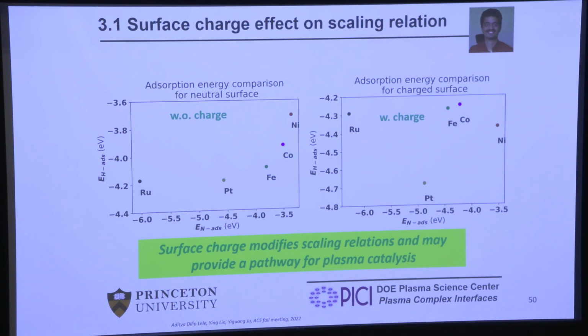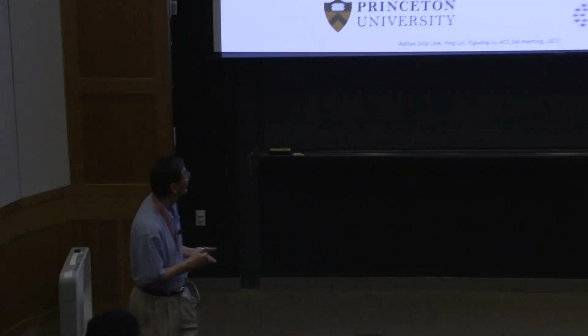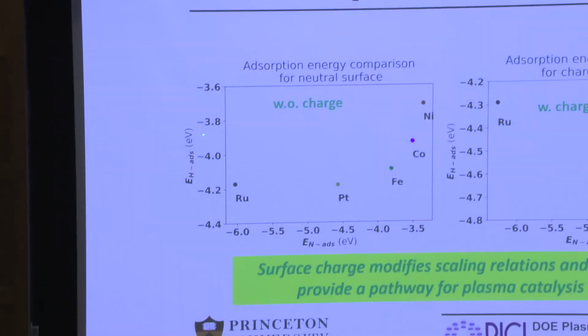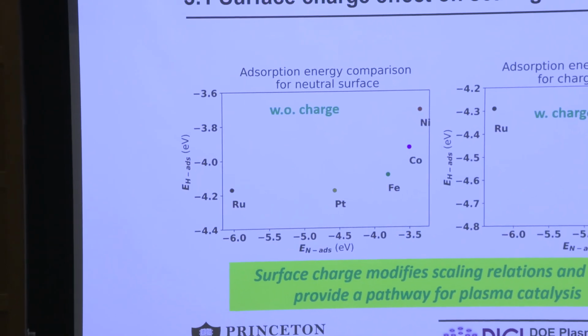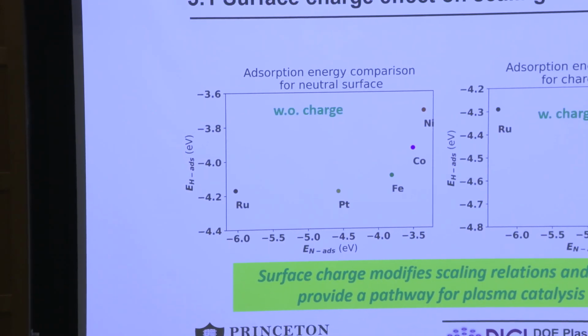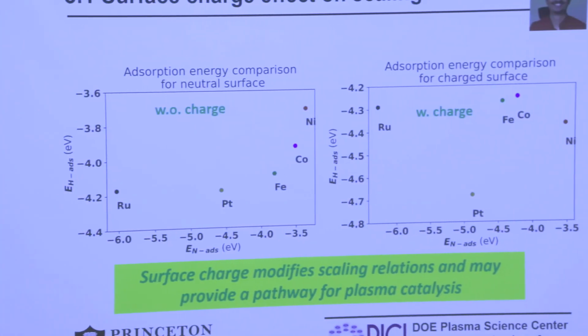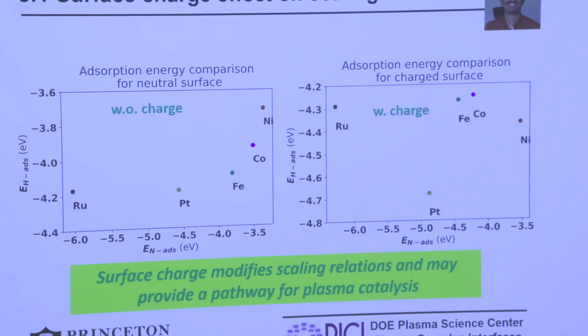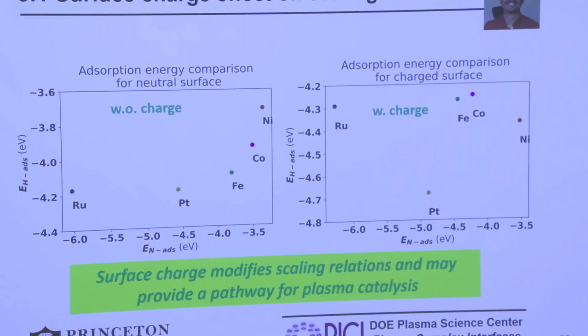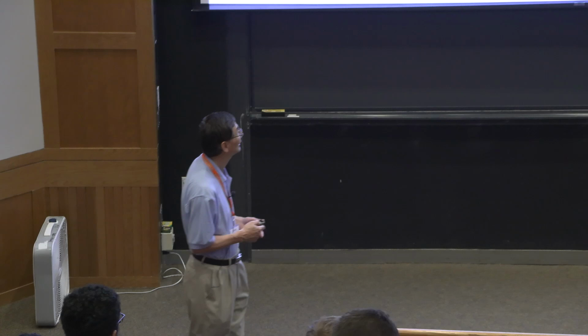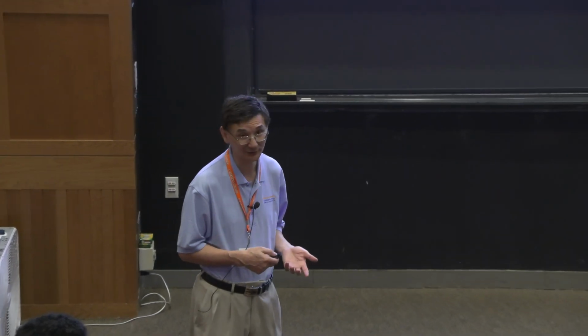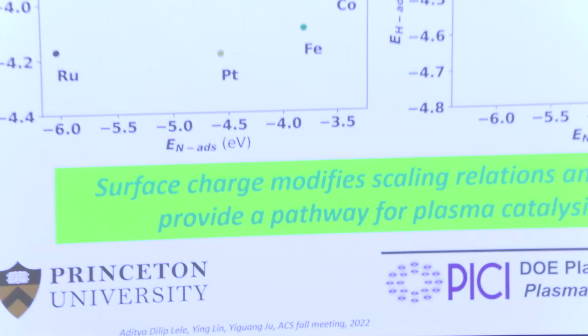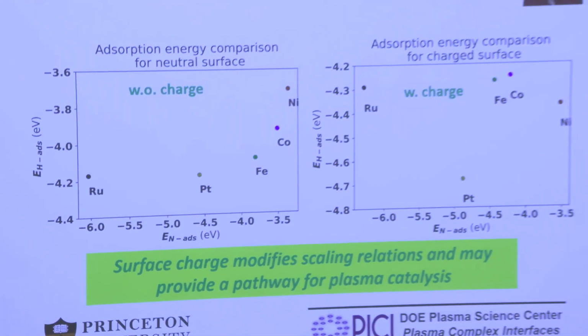So what does it mean? It means that in plasma you can manipulate the surface charge. The catalyst surface adsorption dissociation relationship derived from thermal catalysis may not apply to plasma catalysis, which is a good sign. A good sign means that it gives you an opportunity to explore plasma catalysis. They may not be the best thermal catalysts, so that is giving you research opportunities.